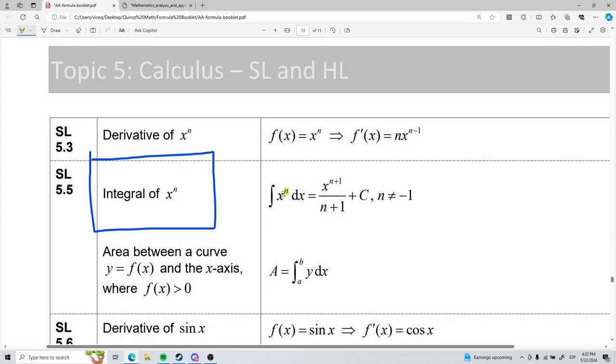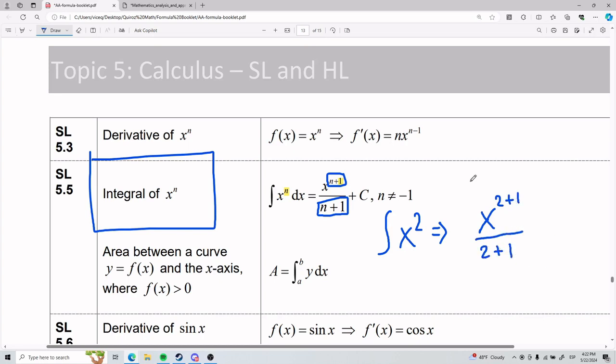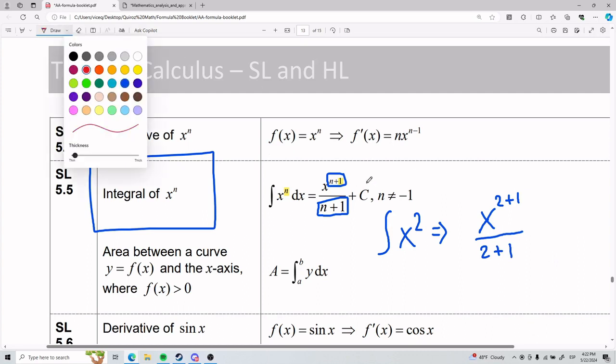And so this n, on the one hand, is going to get a plus 1 added on top, and the exponent, which I want to put in a circle now, will also go on the bottom. Oh, interesting. So if you have x squared, for example, and you do the integral of this, you are going to end up with x to the power of 2 plus 1 divided by 2 plus 1. And you cannot forget this plus c.